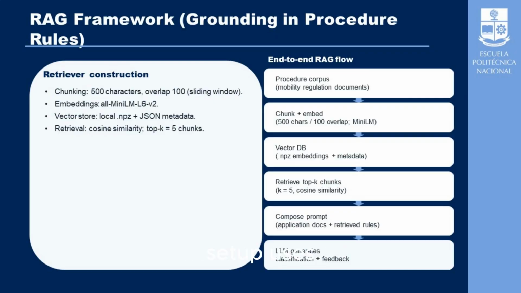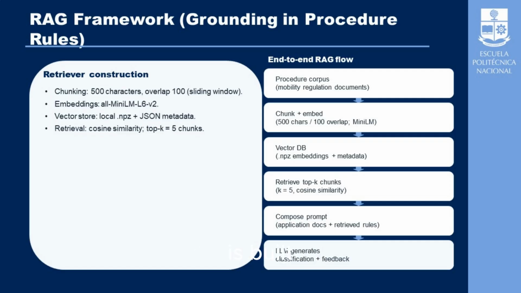The experimental setup uses retrieval augmented generation to run the LLMs on the official mobility procedure documents. Conceptually, this is crucial. The model should not embed the rules. It should retrieve the relevant procedural text and then apply it to the applicant package.